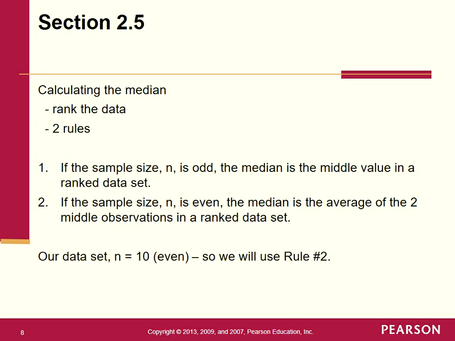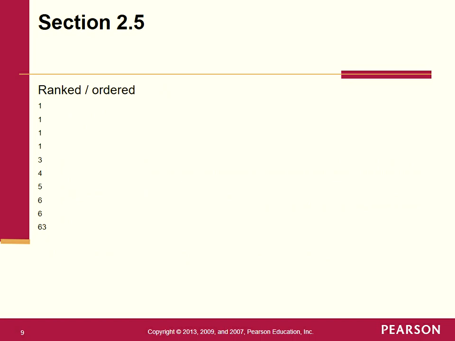So in our data set, n was equal to 10, so it was even. So we will use rule number 2. Okay, let's go back to our data set. True, there is a simple little formula that I could give you that tells you roughly what observation to take a look at, but if we don't need a formula, I'm not going to give you one. This is just to give you an idea of what's going on.